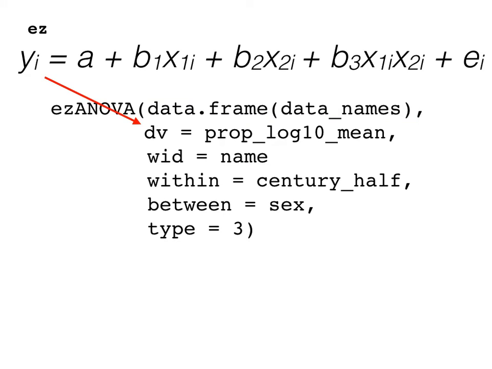Next, we have our y values, which is our dv, our x1, which is in this case our within variable, our x2, which is our between variable. Now, you may notice there is no place to specify our interaction. That's because easyANOVA by default does an interaction with all variables.